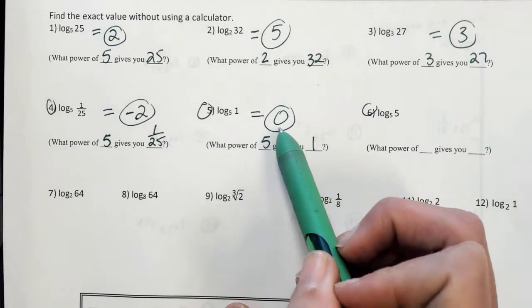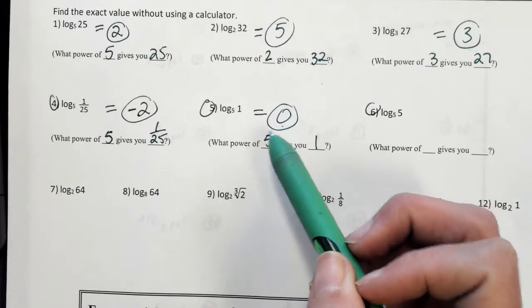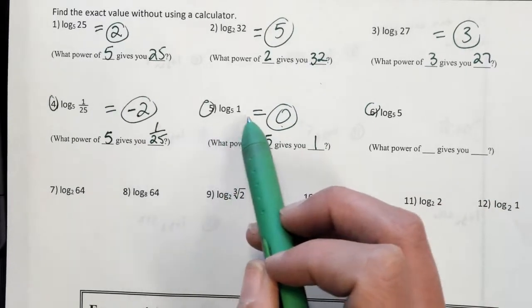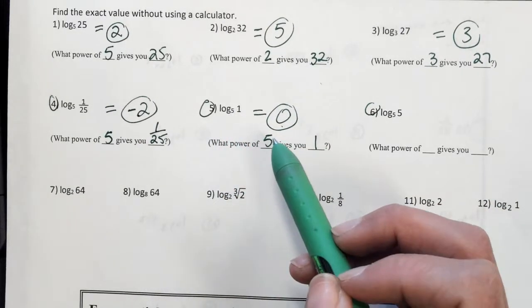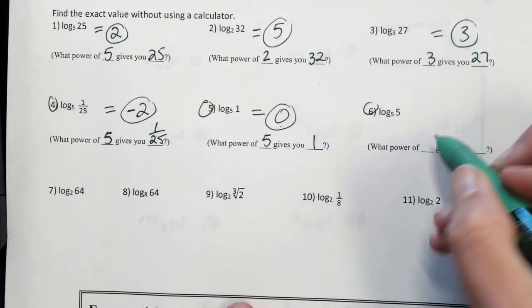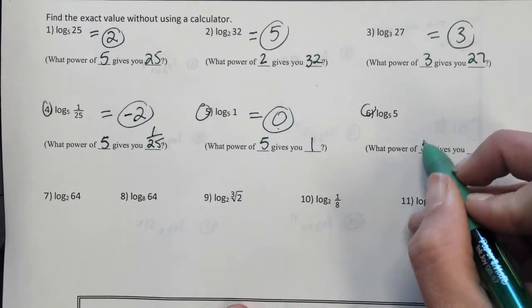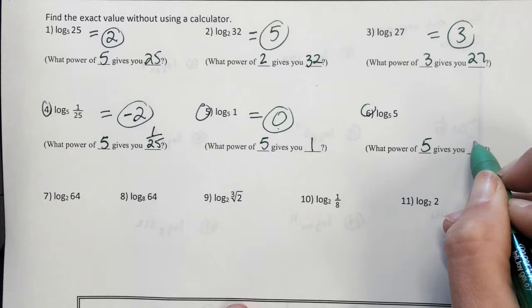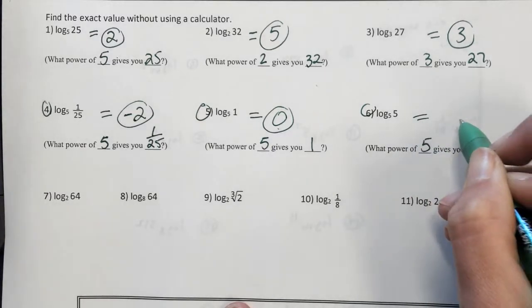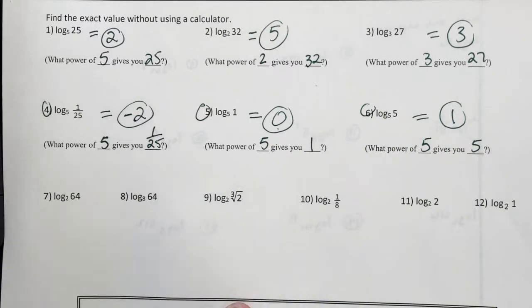Anything you raise to the what power gives you 1? 0. Everything. So if there's a 1 right here and it's any other number, it's going to always be 0. Does that make sense? Alright, Summer, what goes right here? Aaron? Answer, David? Everybody's good? Okay.